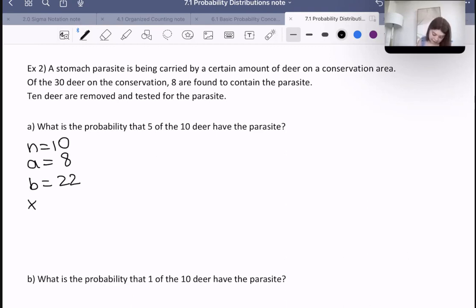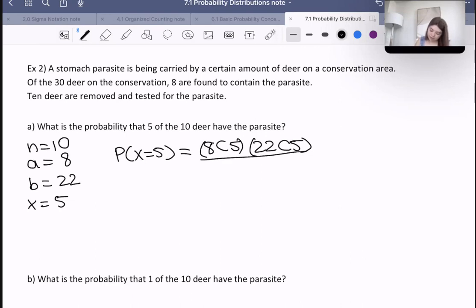And then X would be 5, right? Because we want to know the probability that 5 deer out of these 30 deer have this parasite. So the probability of 5 successes, or 5 deer having the parasite, would be 8 choose 5 times 22 choose 5, right? Because we're getting 5 deer, doesn't matter the order, 5 deer from the 8 that do have the parasite, and also 5 of the 22 deer that don't have the parasite. And that's going to be over the total number of ways there are to choose 10 deer, which is going to be 30 choose 10.